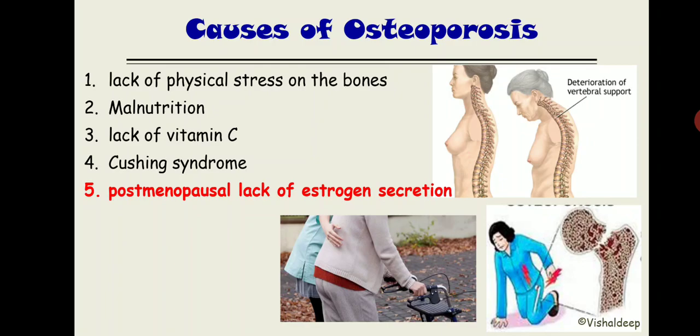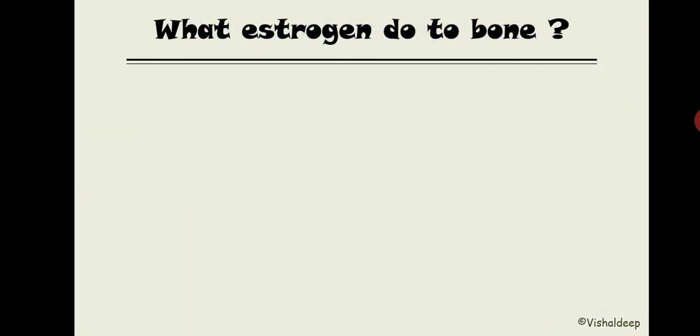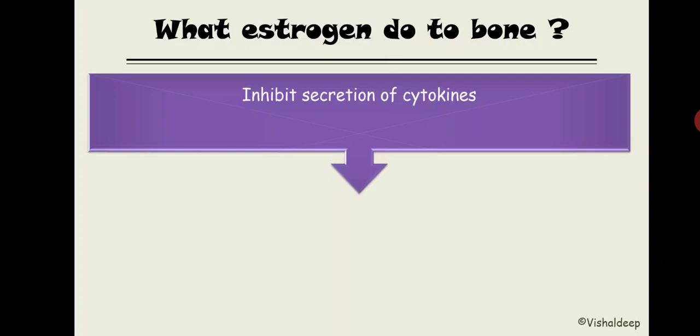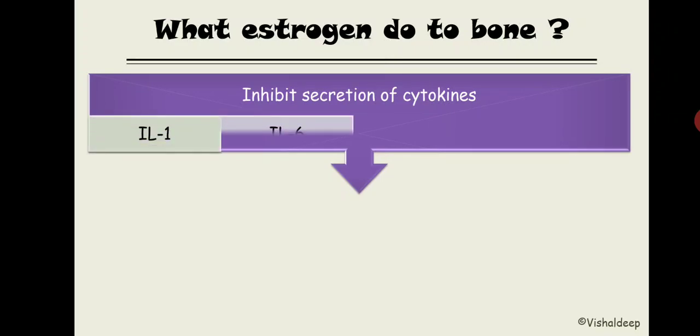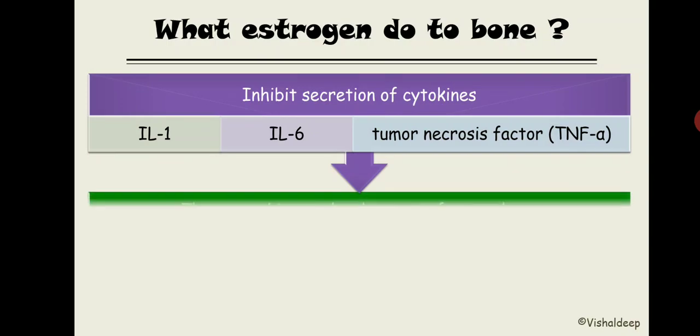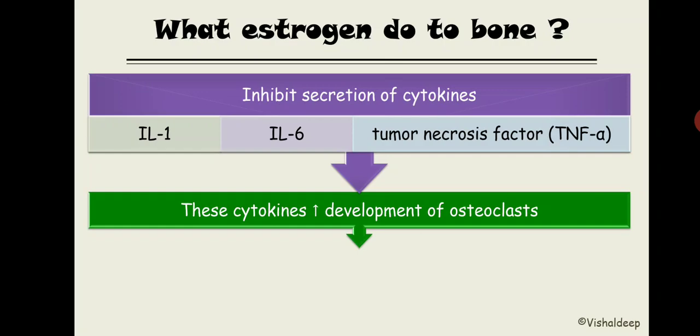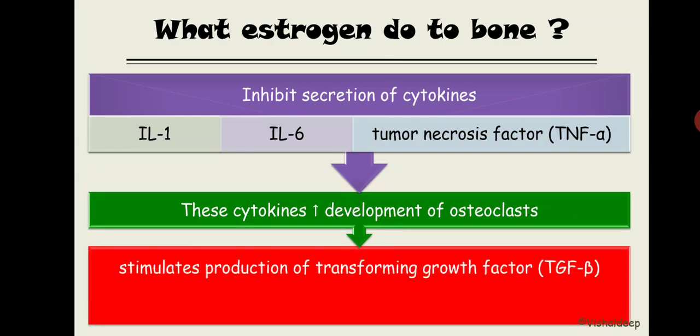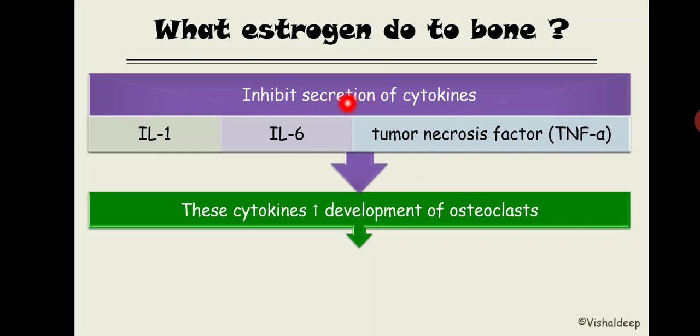So you might be thinking, what is the role of estrogen in bone, right? What does estrogen do to the bone? Now estrogen will inhibit the secretion of certain cytokines. Those cytokines are interleukin 1, interleukin 6 and TNF alpha, that is tumor necrosis factor alpha. All these three cytokines will ultimately increase the development of osteoclast. So estrogen, by inhibiting the secretion of these cytokines, ultimately decreases the development of osteoclast.